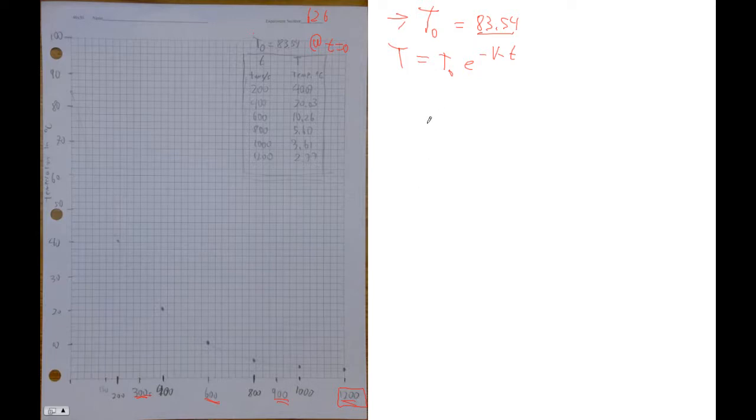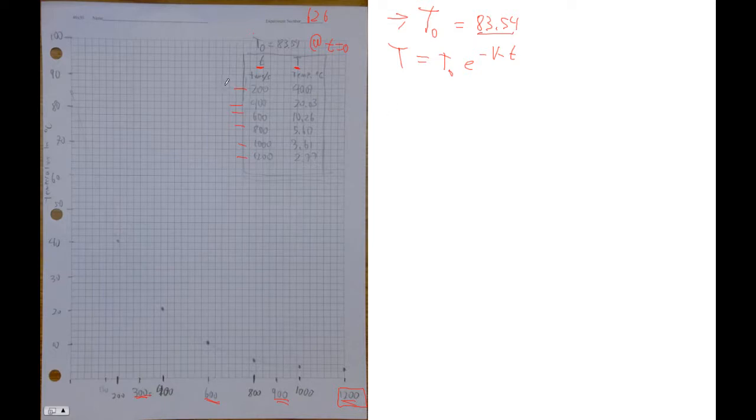And then these are your t's. This is our values of time. These are our values of temperature. And so we have 1, 2, 3, 4, 5, 6 values here. We can calculate k 6 times. Let's calculate it a couple times here.